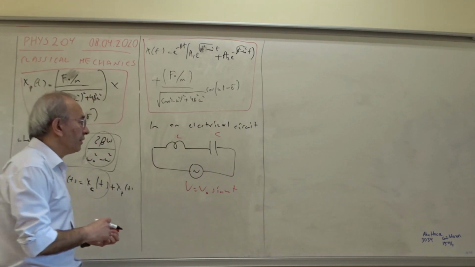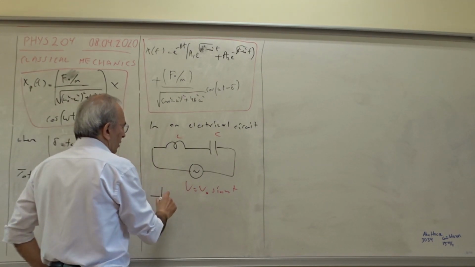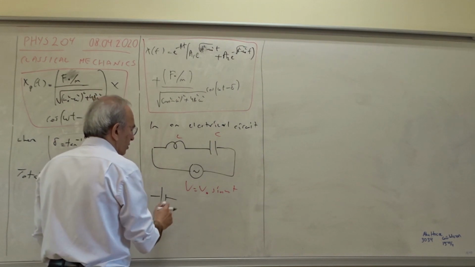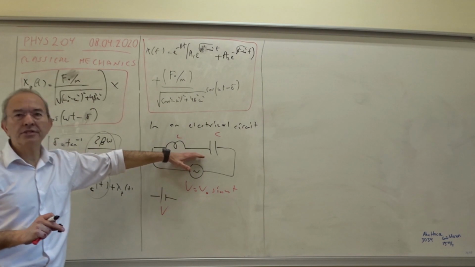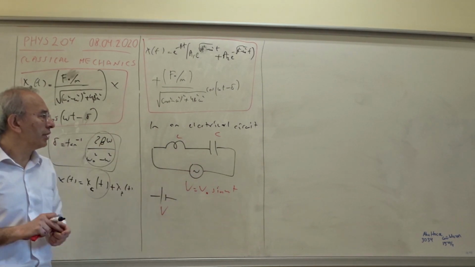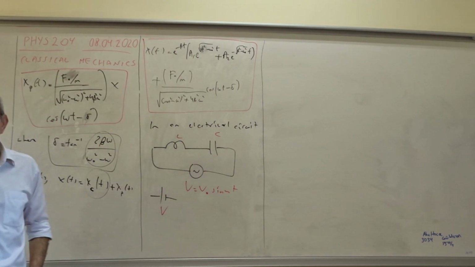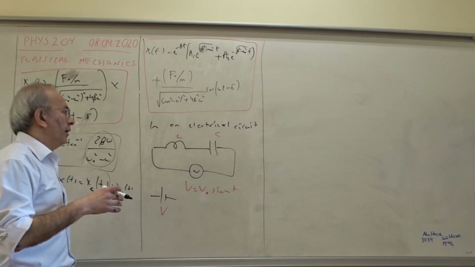Or we just have a battery, a constant magnitude battery, for instance, and assume that the resistance is negligible. We have an LC circuit. Then in an LC circuit, of course, we write a similar differential equation.